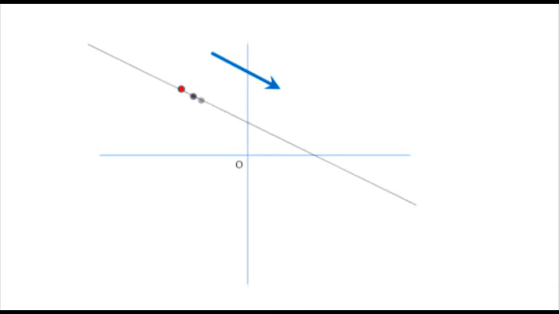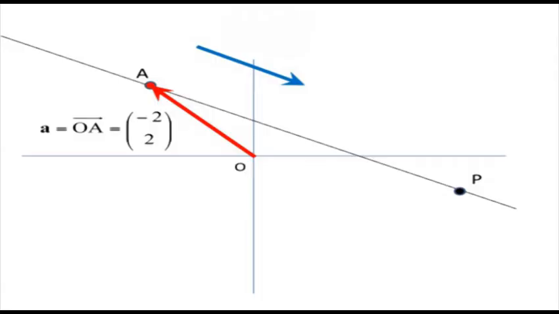We begin by choosing a point on the line, which we can call A. The position of this point is described by its position vector. In this example, it is (-2, 2). Next, we define a direction along this line using a ruler. We can describe the orientation of the ruler using a vector parallel to it. In this case, we can use the vector B, which is (2, -1).